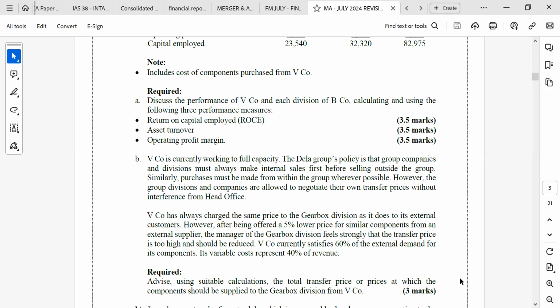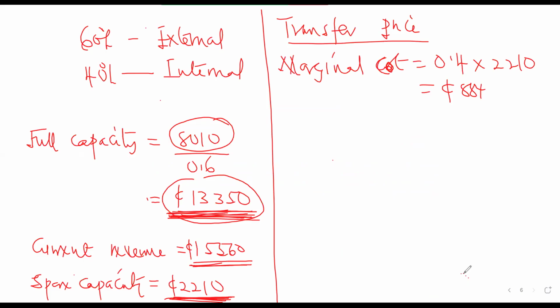So if we want to sell to the external people, it is 1350. But currently the demand that we are meeting is 810. Okay. So if we are selling only 810 to them, what will be the portion that we will not be selling to them? The total revenue for them is 13,350. That is the external one.